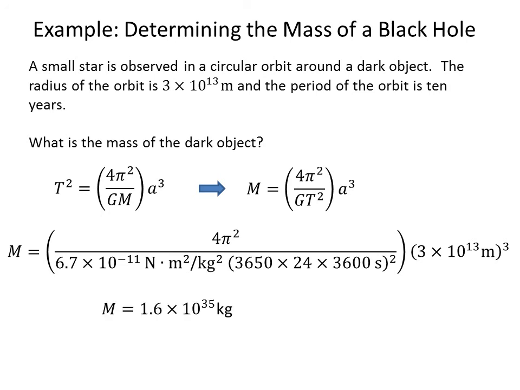Putting this into our calculator, we find that the mass is 1.6 times 10 to the 35th kilograms, and this turns out to be a mass of about 100,000 suns. So this is quite large.